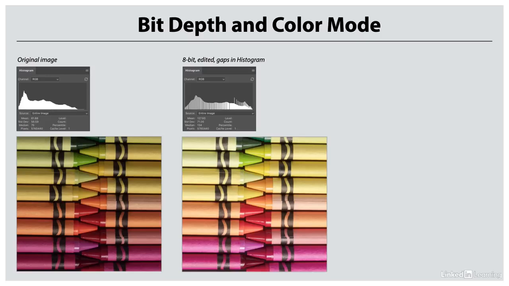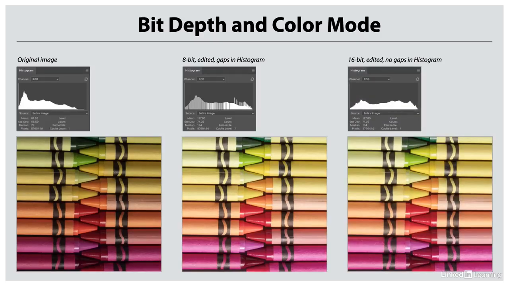And if the gaps get too large, then the quality of the image will decrease and we'll most likely see banding or distinct breaks between different colors in different areas of the image. If I'm working with 16-bit images, however, I have far more latitude when making those same edits, and we don't see the gaps in the histogram.